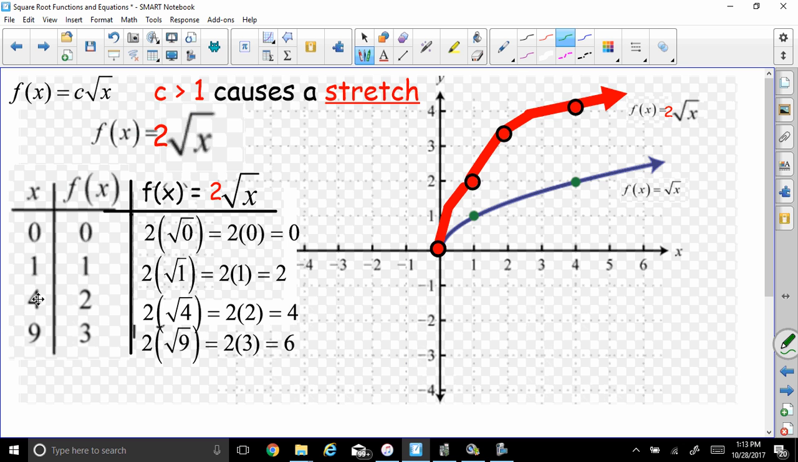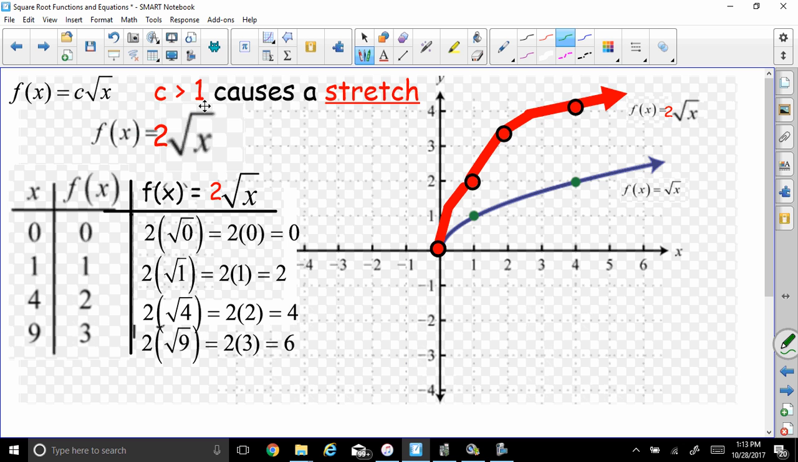When we go to 4 on the f of x graph, it's 2, but when we go to the f of 2 times that amount, the square root of 4 is 2. 2 times 2 is 4. So when we go to 4, notice the value doubled. It was on the f of x equal the square root of x is 2, but on the new graph, it's 2 times that amount, so it doubled. Now it's 4. So notice how much higher the red graph is stretched, just because of the 2.